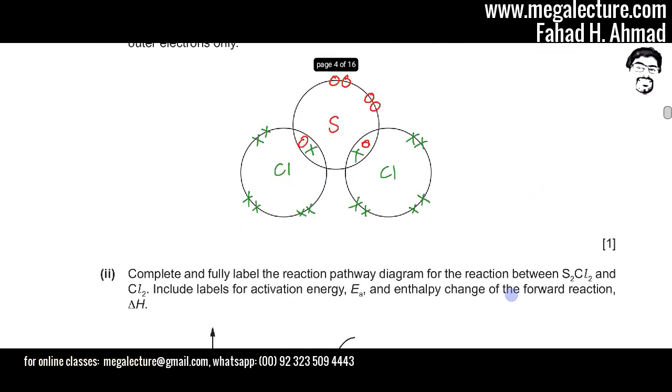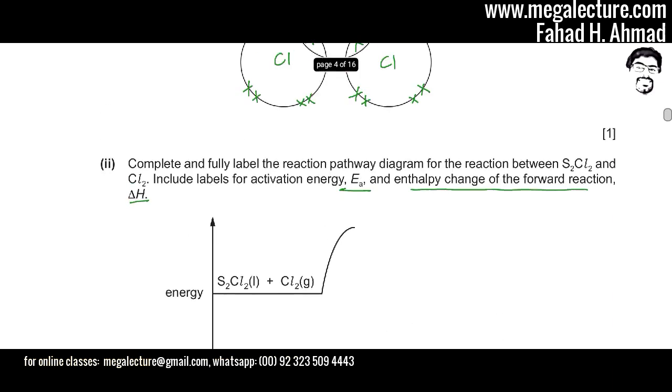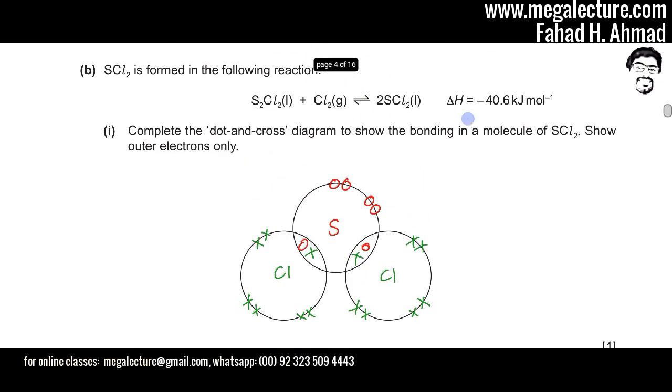Let's now move to the next part of the question, which is to complete and fully label the reaction pathway diagram for the reaction between H2 and Cl2. We need to label the activation energy and the enthalpy change of the forward reaction, delta H. So these need to be labeled, and we have to draw a reaction pathway diagram. The first thing we need to do is go back and have a look at the reaction.